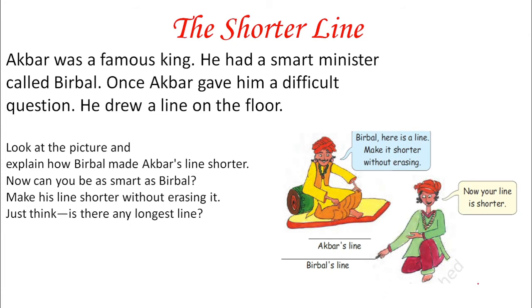So you can see one day Akbar said to Birbal, here is a line, make it shorter without erasing it. So Akbar made this line and asked Birbal to make this line smaller without erasing it. Is it possible? Yes. What did Birbal do? He made another line here which is bigger. So now this line itself becomes smaller. In this way he made Akbar's line smaller.